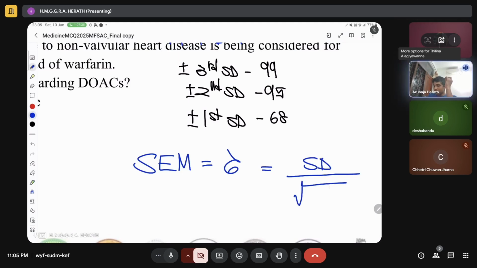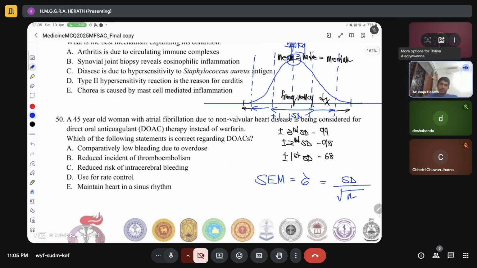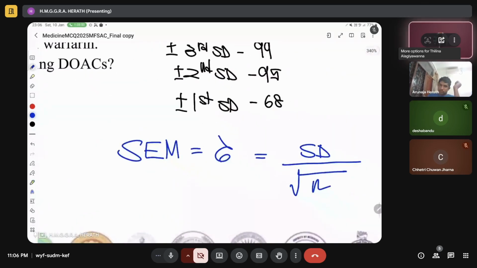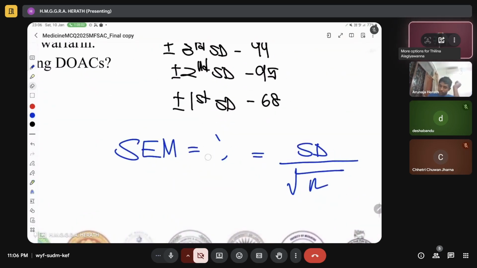Standard deviation divided by the square root of the population number, right? Check. What is the standard error of mean? What is meant by standard error of mean?